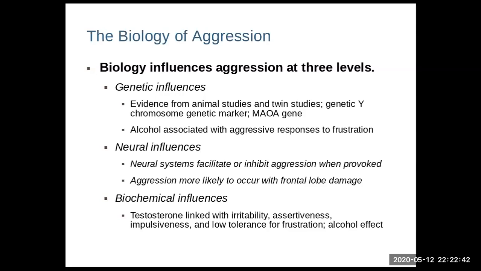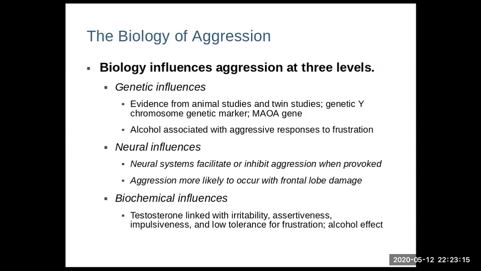There's evidence from animal studies and evidence from twin studies that I like to point out. Remember, nature over nurture for me. Is that the genetic Y chromosome has more of what's called the MAOA gene. And MAO is monoamine oxidase, which has to do with breaking down of neurotransmitters and things like that. That maybe some of these neurotransmitters are not broken down the same way that they are in females.